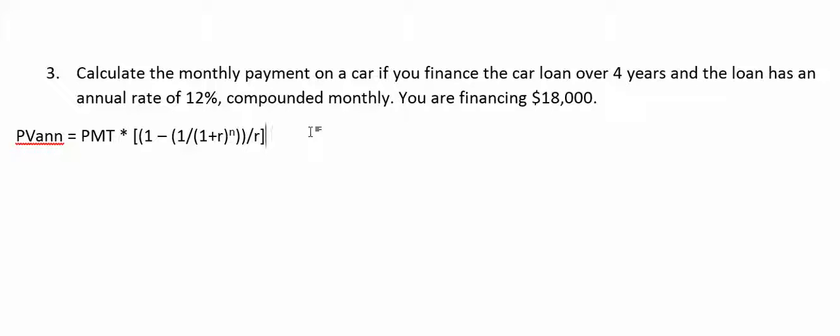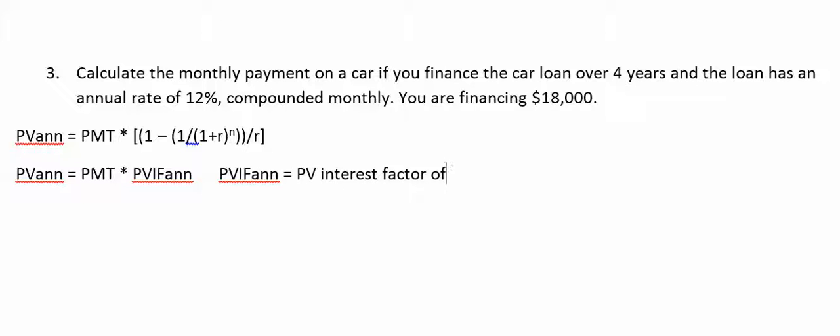We're just going to look it up. So the present value of an annuity equals the payment times the present value interest factor of an annuity. And over here I'm just going to put PVIF equals present value interest factor of an annuity. So let's plug in what we know. We know the present value of the annuity, the amount we're borrowing, $18,000. What we don't know is our payment, but we do have the interest factor tables for annuities, so I can go look it up.